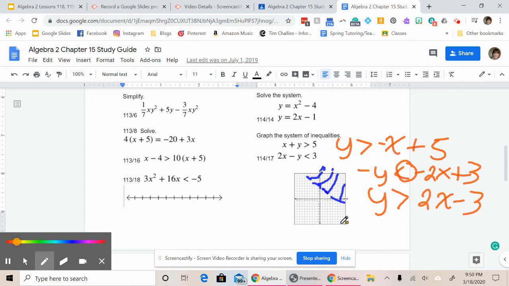Now this one is y greater than 2x minus 3. Let's see what we can do. It crosses at negative 3, and it has a slope of 2, up 2 over 1, up 2 over 1, and another dashed line. And we're going to shade above the line. And so it's this region up here where they overlap. That's our solution.